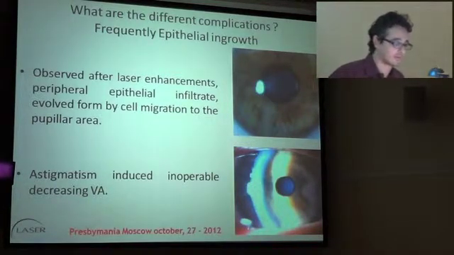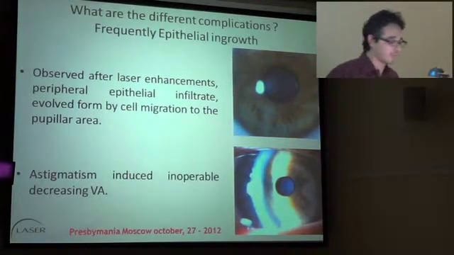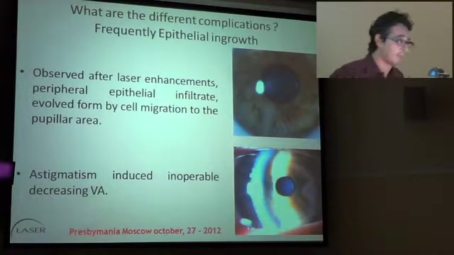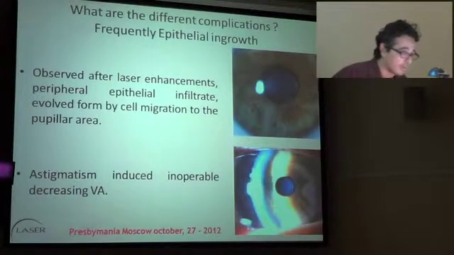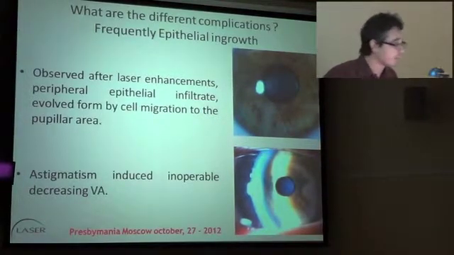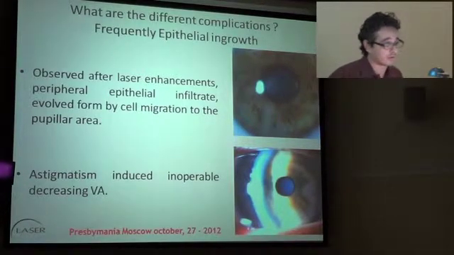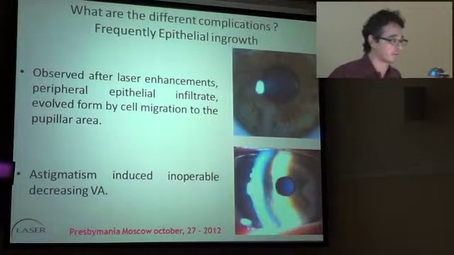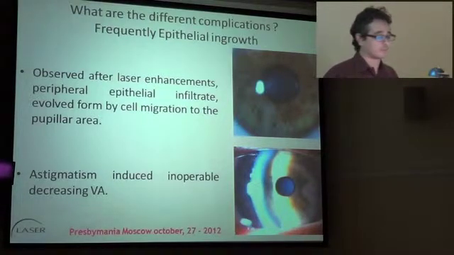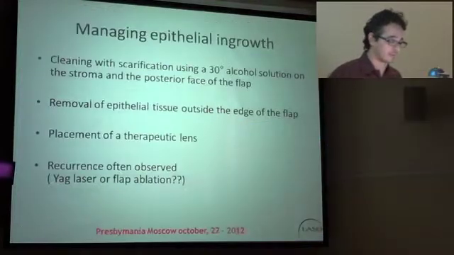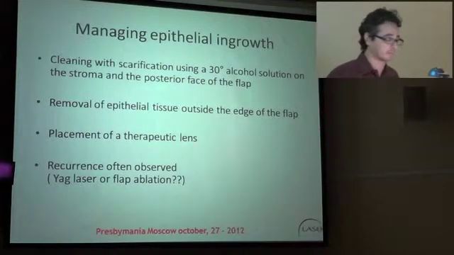So the most frequent complication, because we use femto, is not the flap creation but epithelial ingrowth. The problem with epithelial ingrowth is, on one hand, peripheral cells which can migrate to the central area, and on the other hand, peripheral cells that can stay peripheral but induce severe astigmatism that you can't operate anymore and that you can't help with glasses, and no more contact lenses because of relief irregularity.